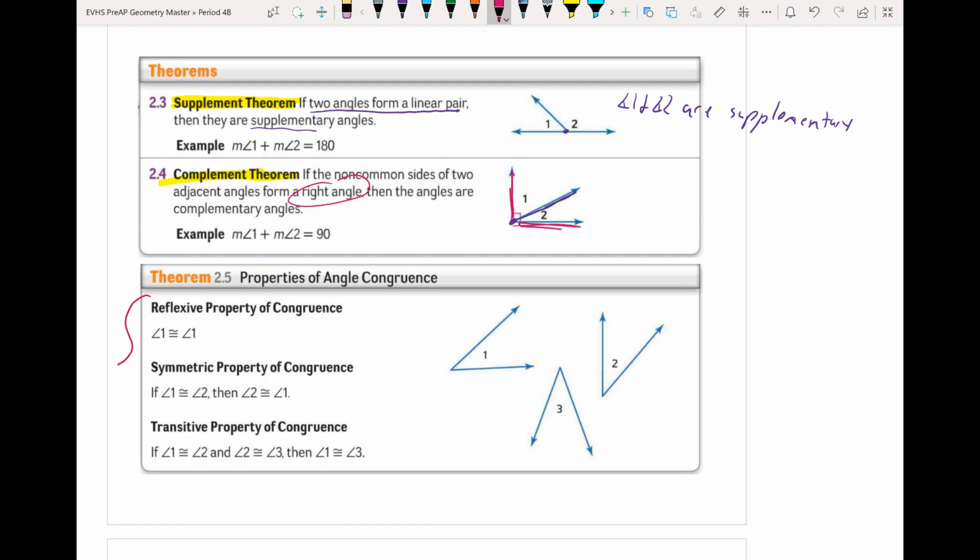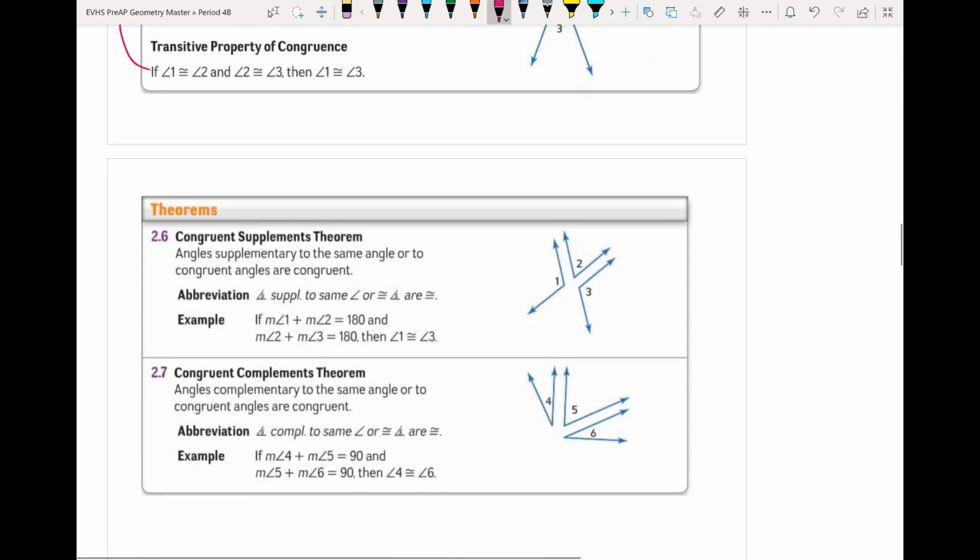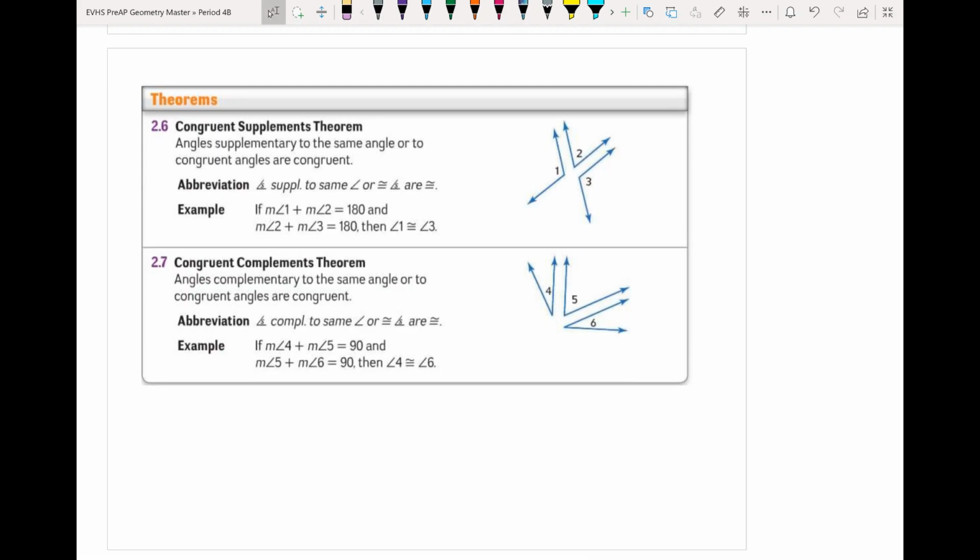Also, we already covered these on a previous slide, so I'm not going to do it now. Now, the congruent supplements and congruent complements theorems are actually pretty powerful in what they can do. So the basic idea is, and forgive me here, I'm going to get rid of this for just a second. We'll talk about the base case, and then we'll come back to the extension in a second. So first off, angles supplementary to the same angle.